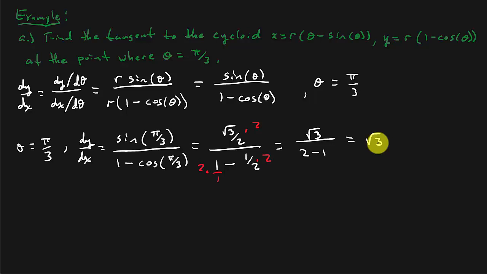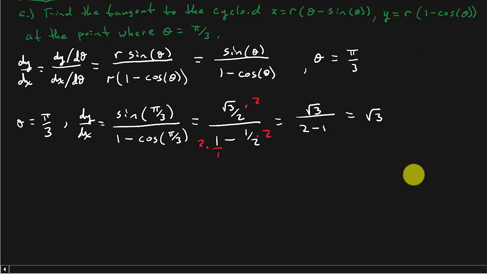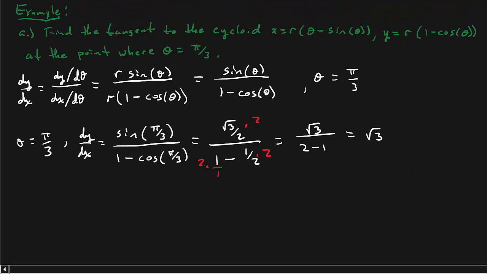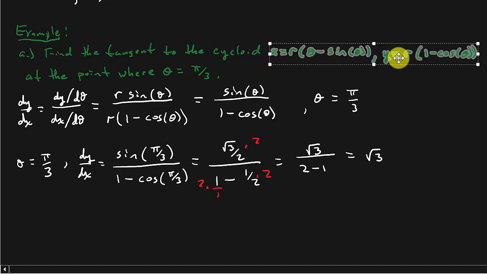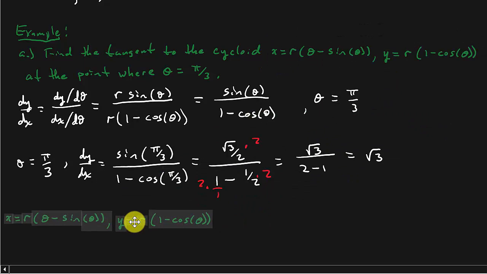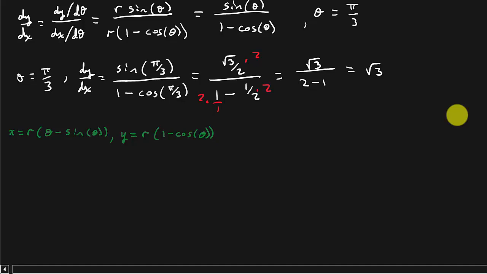Now, what do we need now? We need a point, don't we? We need our XY point. They give us theta, so we can find the X coordinate and the Y coordinate. So let's do that. I'm going to move these equations right here, just so we can see them.